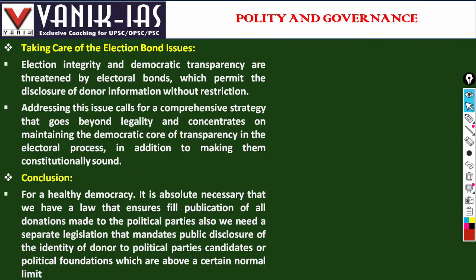Coming to the conclusion, for a healthy democracy, it is absolutely necessary that we have a law that ensures full publication of all donations made to political parties. Also, we need a separate legislation that mandates public disclosure of the identity of donors to political parties, candidates, or political foundations, which are above a certain nominal limit.